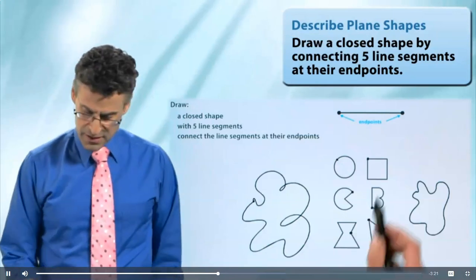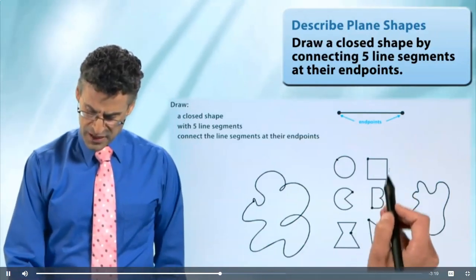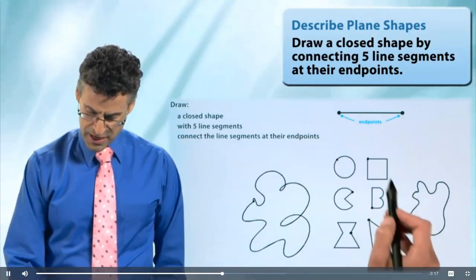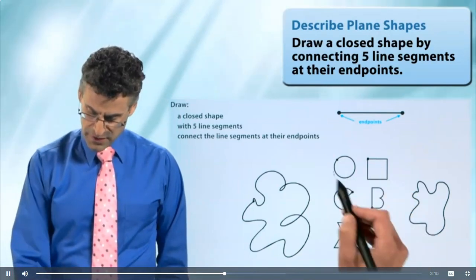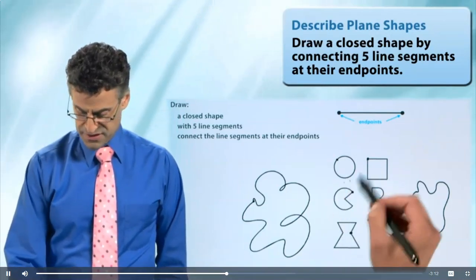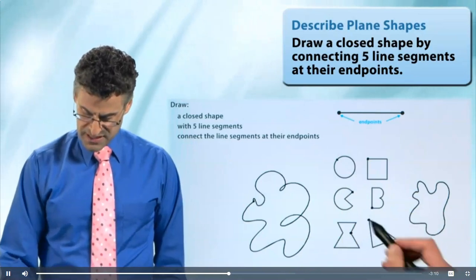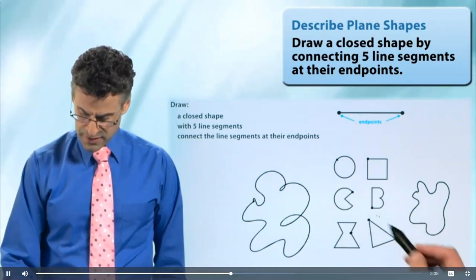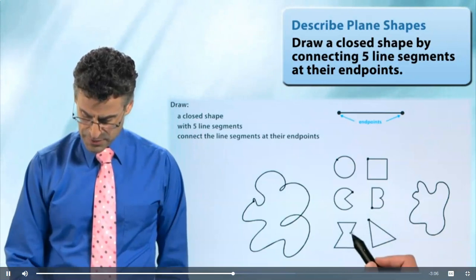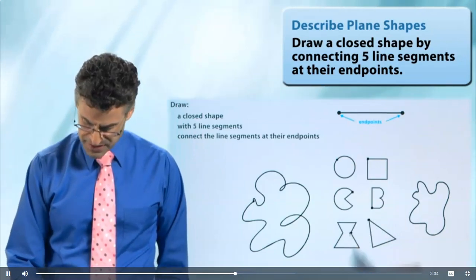So for example, here you see we have line segments that make up this closed shape, 4 of them. There are not line segments that make this up because this is actually curvy. There are line segments that make up this shape. There are 3 of them. There are line segments that make up this shape. There are 1, 2, 3, 4, 5, 6 of them.